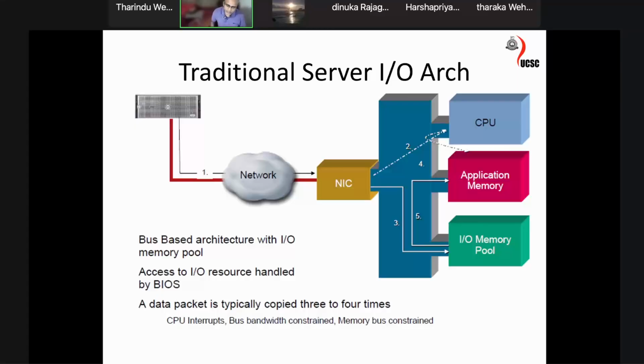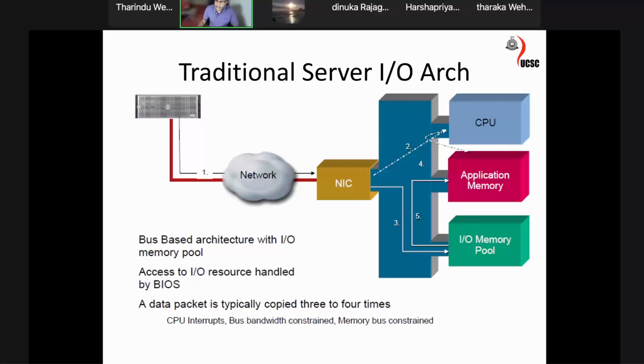This von Neumann architecture has several suboptimalities. If you send a packet through the NIC interface, it is copied multiple times. The first step is copying to the CPU registers, then it goes back to the application memory, then another copy goes through the IO memory pool, and another copy goes from the IO memory pool to the application memory. So the von Neumann architecture is not optimized for latency.